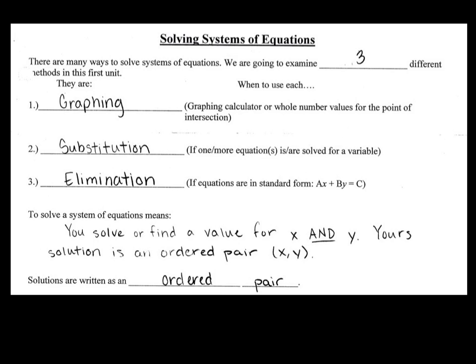So the first thing we're going to cover is systems of equations, and there's three ways to solve a system of equations. You can solve it by graphing, substitution, or elimination. The only thing you have to remember is that when you actually find that solution, you have to write it as an ordered pair, with the x and y value inside the parentheses. That's your solution to the system of equations, that place where they intersect.